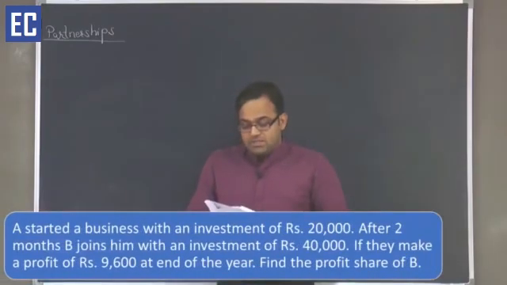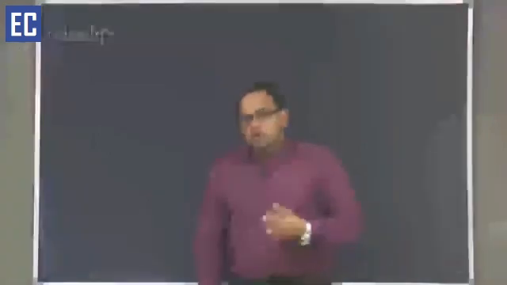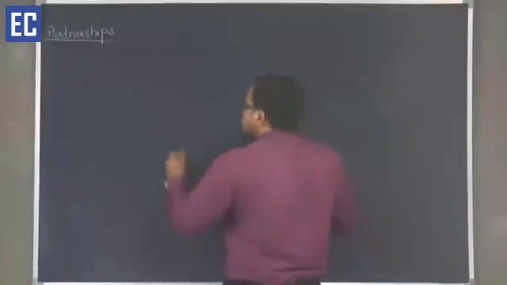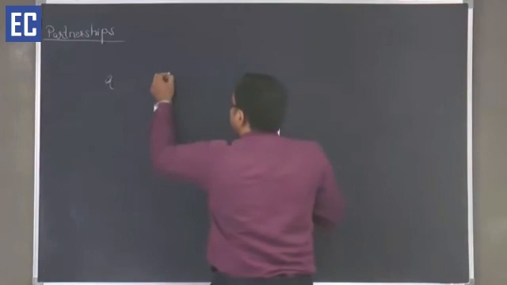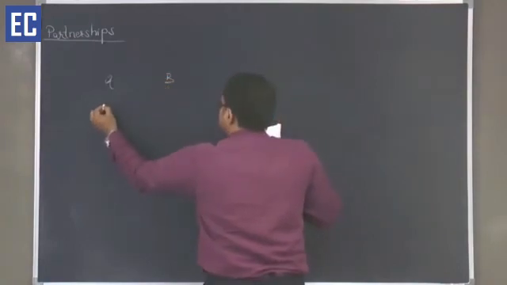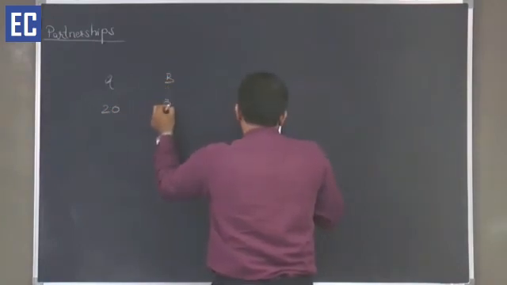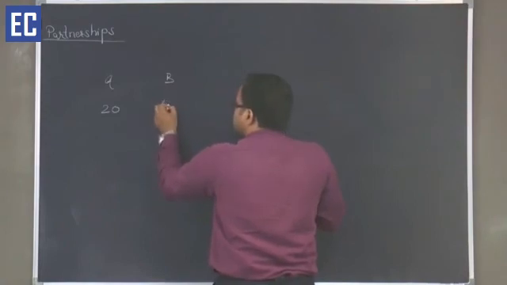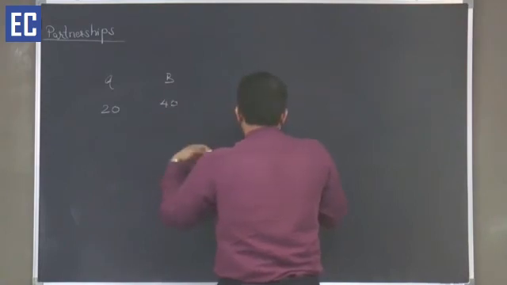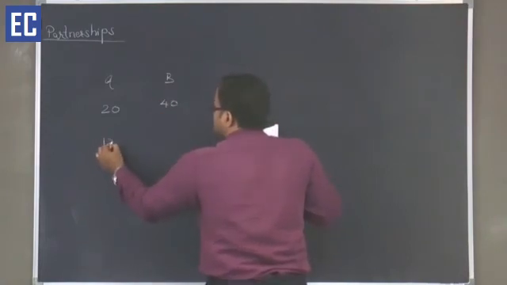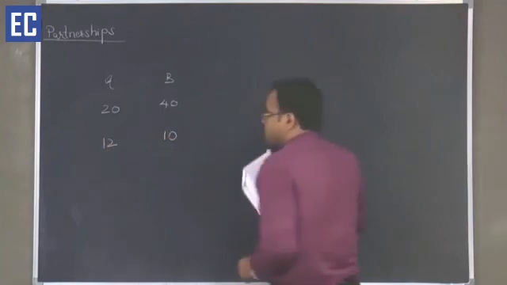A started a business with an investment of rupees 20,000. After 2 months, B joined him with an investment of 40,000. If they make a profit of 9,600 at the end of the year, find the profit share of B. So this time what we will do is, there is person A and there is person B. He is investing 20,000. He is investing 40,000. B has invested after 2 months. So if his period is 12 months, his period will be 10 months.